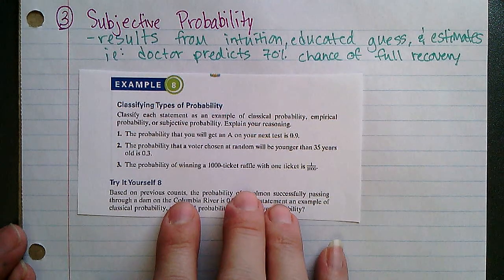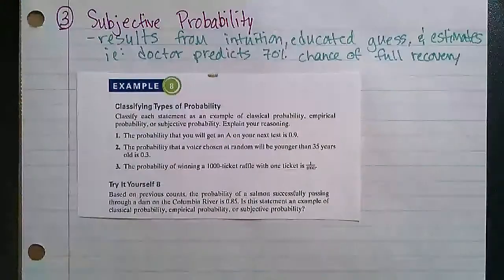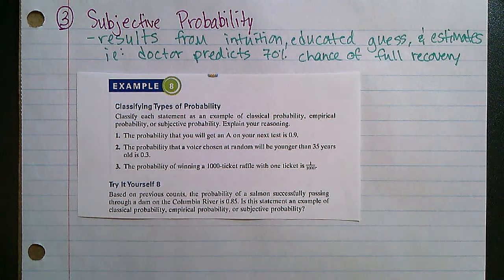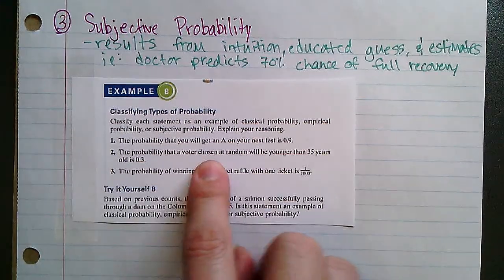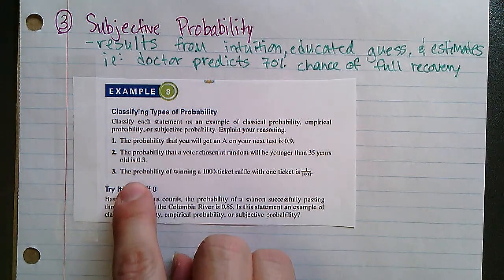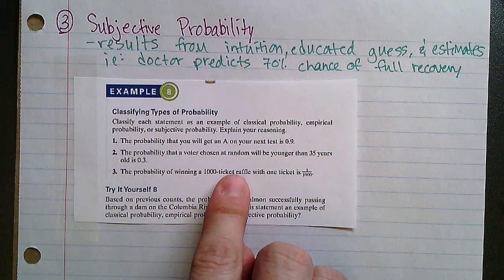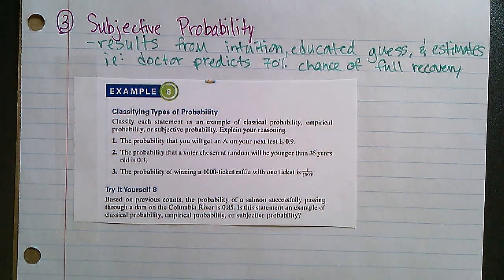So the probability that you will get an A on your next test is 0.9 or 90%. There's a 90% probability that you're going to get an A on your next test. Number 2 is the probability that a voter chosen at random will be younger than 35 years old is 0.3. And the probability of winning a 1,000 ticket raffle with one ticket is 1 in 1,000.